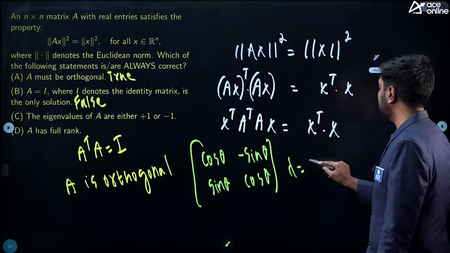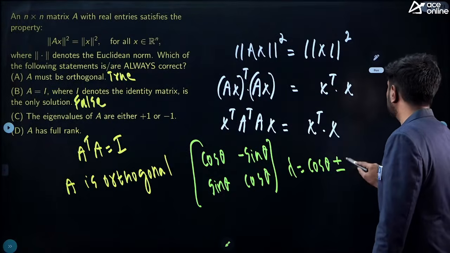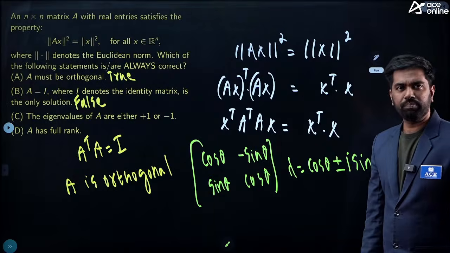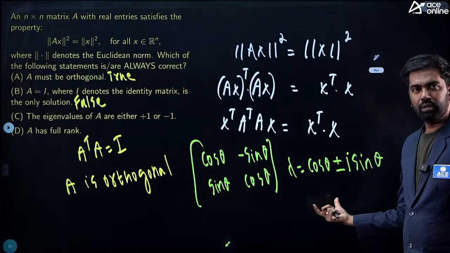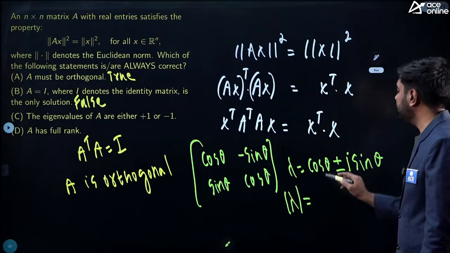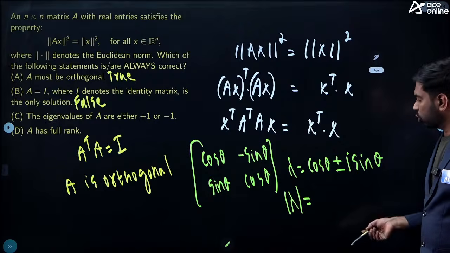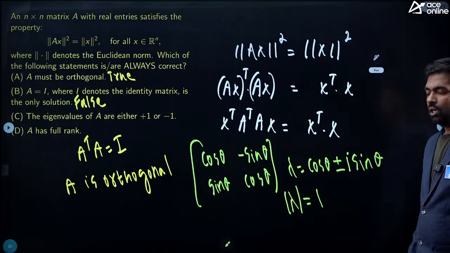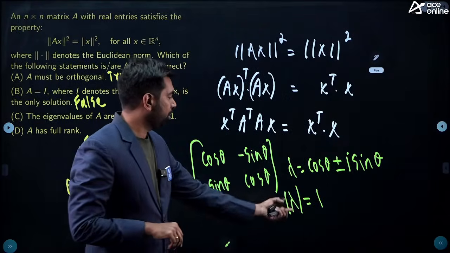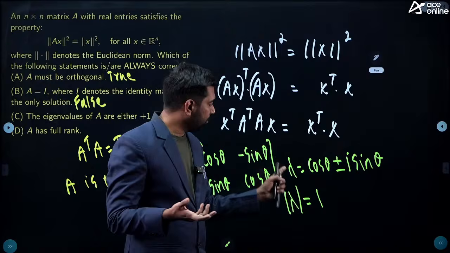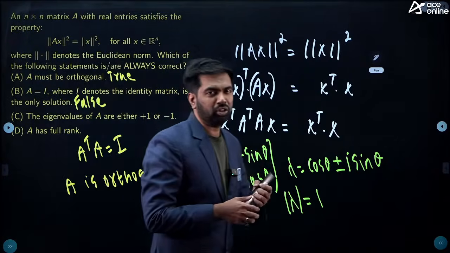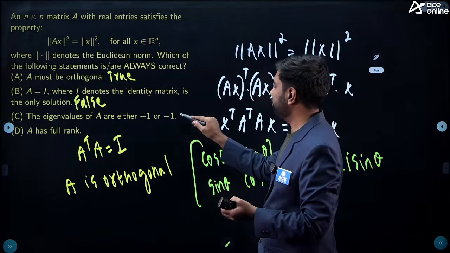The eigenvalues of this matrix are in the form of cos theta plus or minus i sine theta. This is basically an orthogonal matrix, students, whose eigenvalues are complex, and when you take the absolute value, it is root of cos square plus sine square, which is always 1. So what he says is the eigenvalues of A are either +1 or -1, but I found that an orthogonal matrix can have cos theta plus or minus i sine theta. These kinds of eigenvalues are also possible. This need not be true always. This is false.